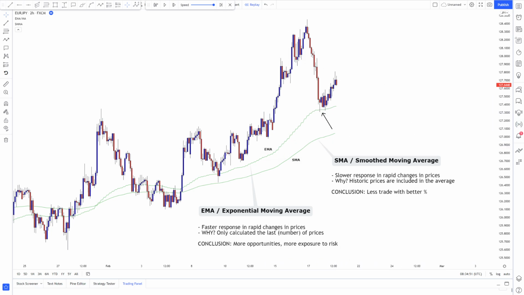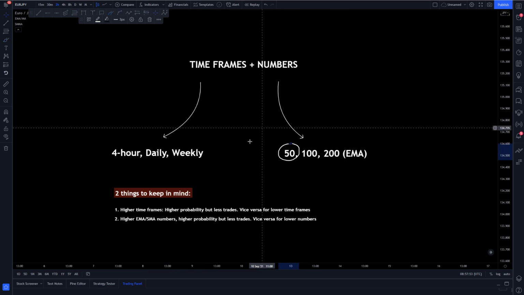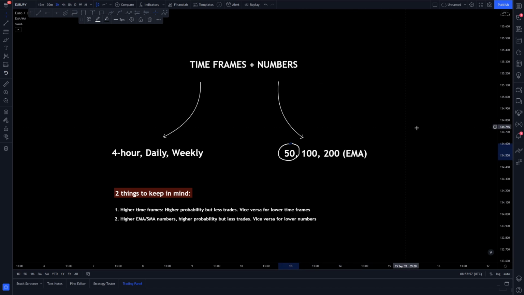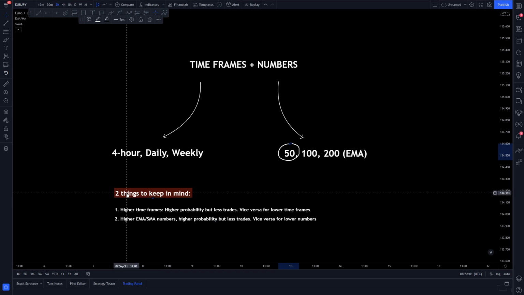So let's take a look at the next step. Okay, now let's take a look at the timeframes and numbers. Personally, I only use the 4-hour, daily, and weekly timeframes. In terms of the numbers, I use the 50, 100, and 200 moving average. I would also say that the 50 is used only on the daily and weekly timeframes, because it's the weakest one. So 200 and 100 are basically the strongest and the ones that have the most probability. So two things to keep in mind.